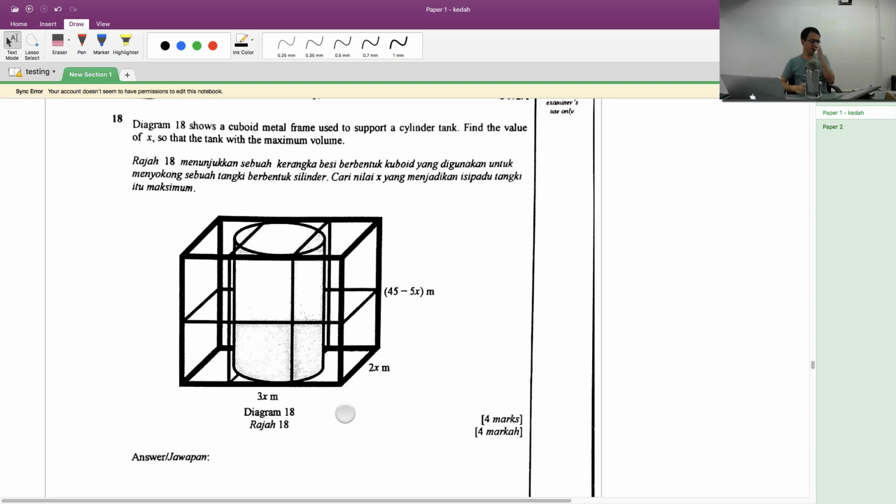Right, for question 18, the question says diagram 18 shows a cuboid metal frame used to support the cylinder tank. I get that the cylinder tank means the whole thing here. Find the value of x so that the tank has the maximum volume. Before that, we have to actually understand the tank first.